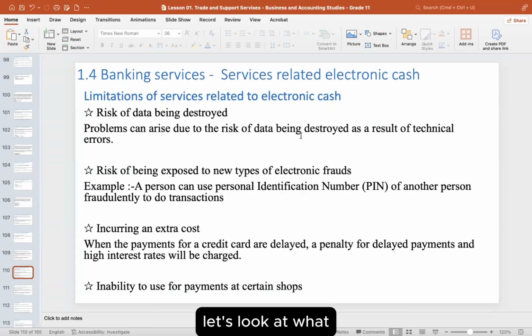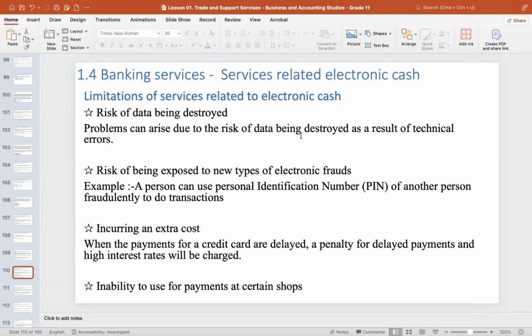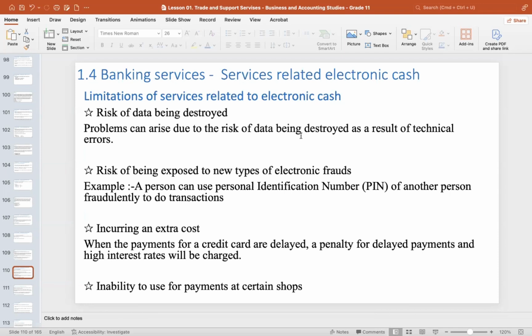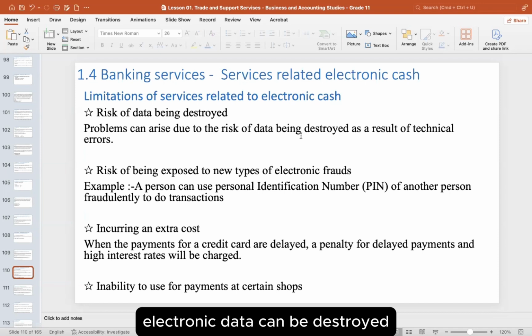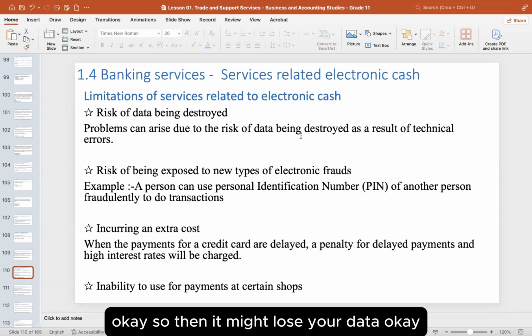Okay, next, let's look at what are the limitations of services related to electronic cash. Okay, risk of data being destroyed. Now, sometimes electronic data can be destroyed because of technical failures. Let's say some hard drive, because of some reason, got deleted. Okay, so then it might lose your data.